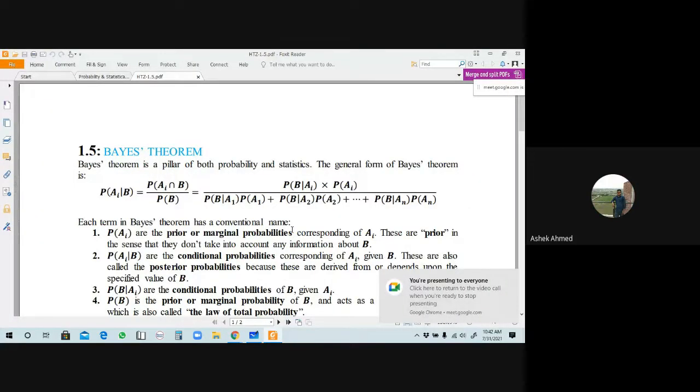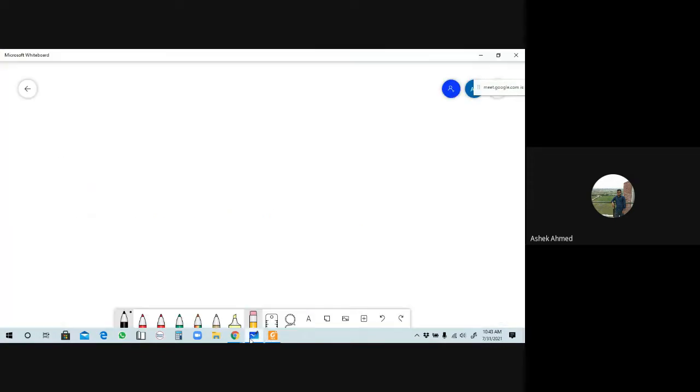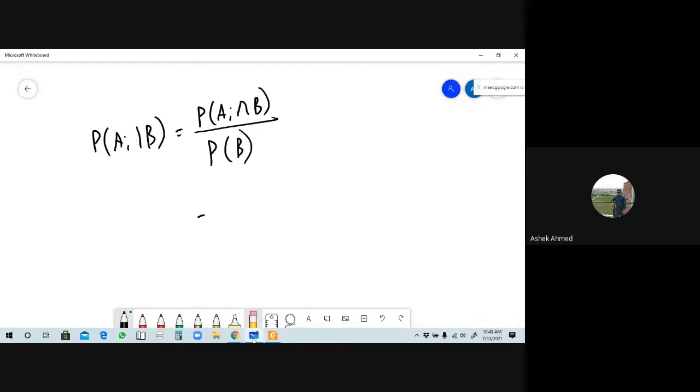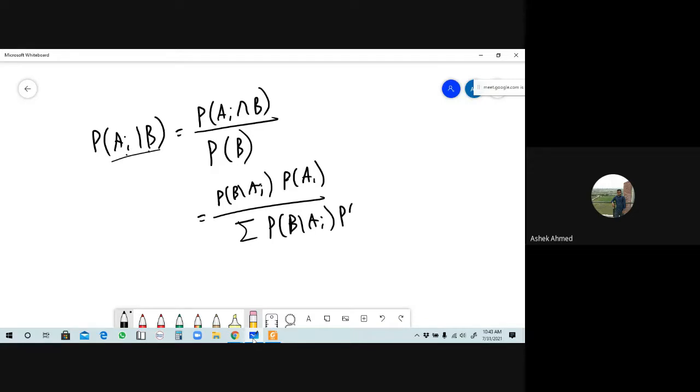In the last class, we started topic 1.5, that was Bayes theorem. Our Bayes theorem was probability of Ai given B is equal to probability of Ai intersection B divided by probability of B. From here, we can write the numerator as probability of B given Ai into probability of Ai, the reverse of this. And the denominator will be the summation of probability of B given Ai into probability of Ai.